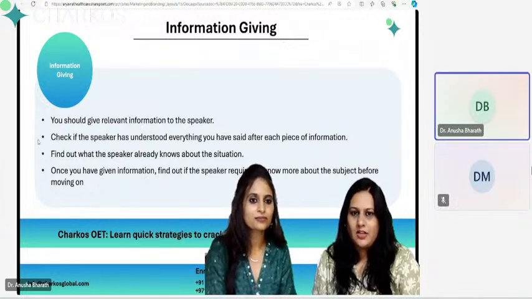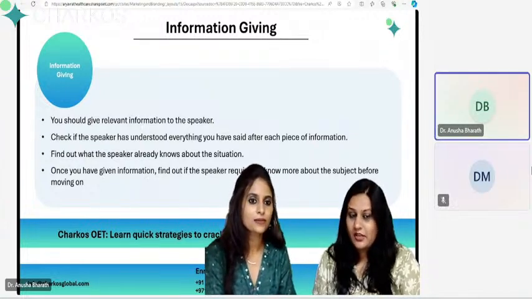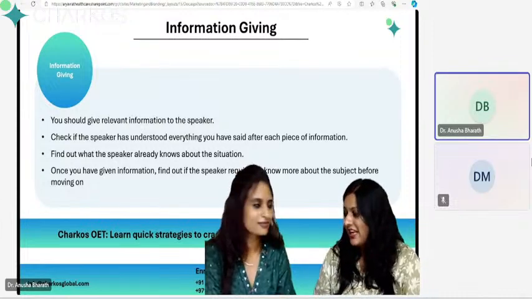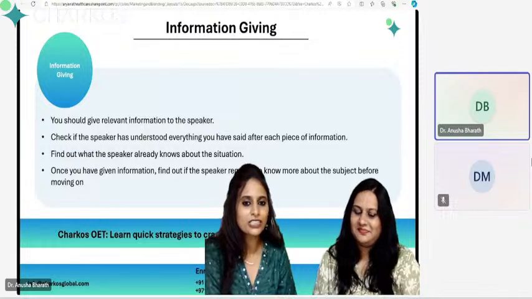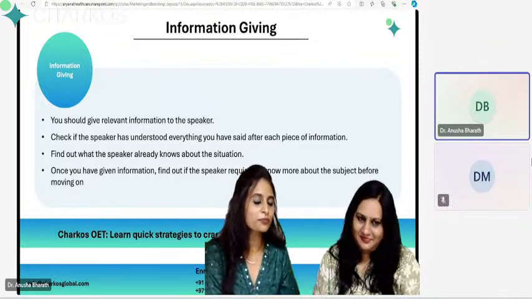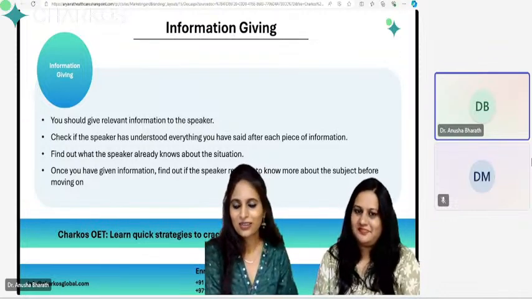So as I've already told, information giving is also equally important like information gathering. So it is important that the speaker knows more about the subject before moving on to the next point.